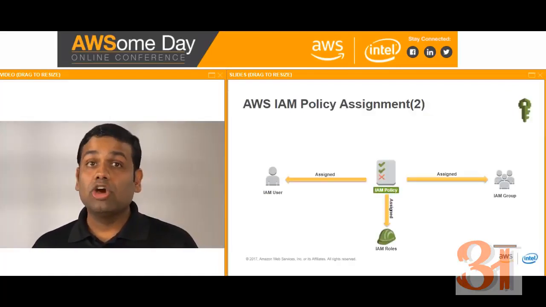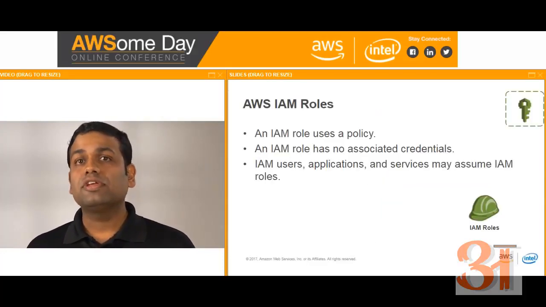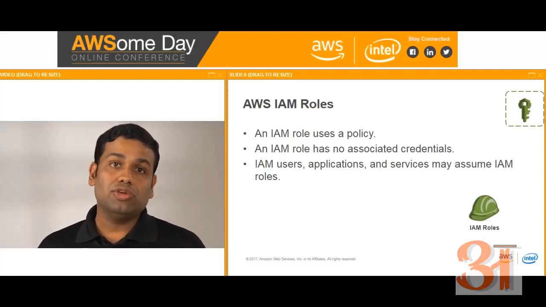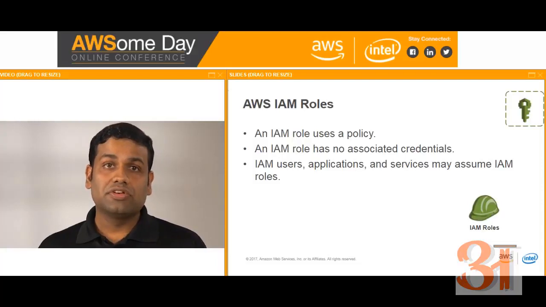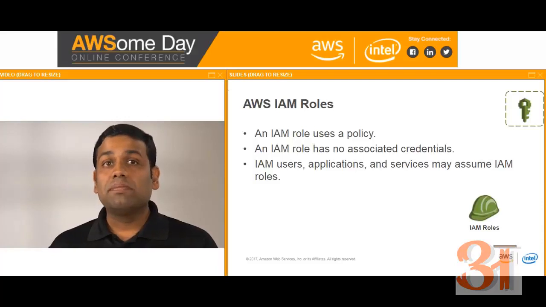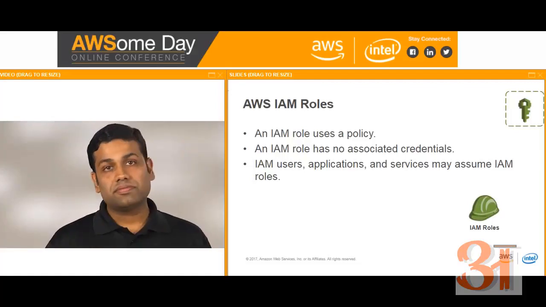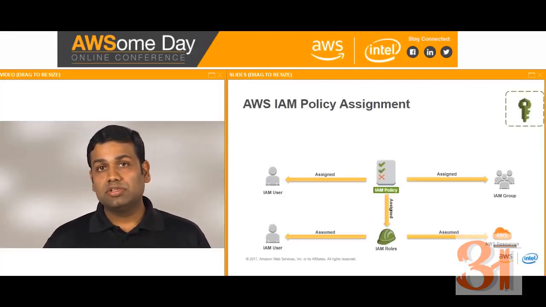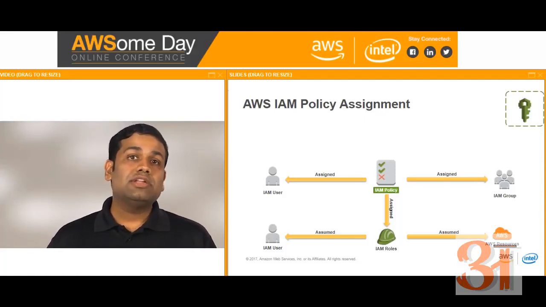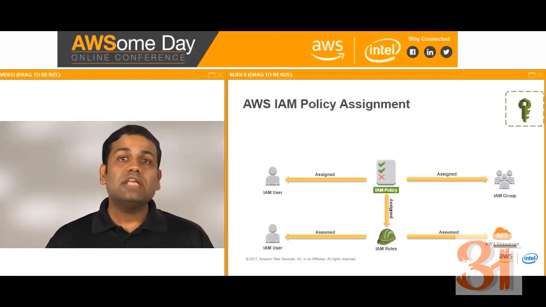A policy may also be assigned to an IAM role. IAM roles, however, do not support long-term credentials like an IAM user. Credentials for an IAM role are only valid for a short period and can be renewed by a service called the AWS Security Token Service. These temporary credentials can now be used by an IAM user or another AWS resource by assuming the IAM role. Let's look at an example.